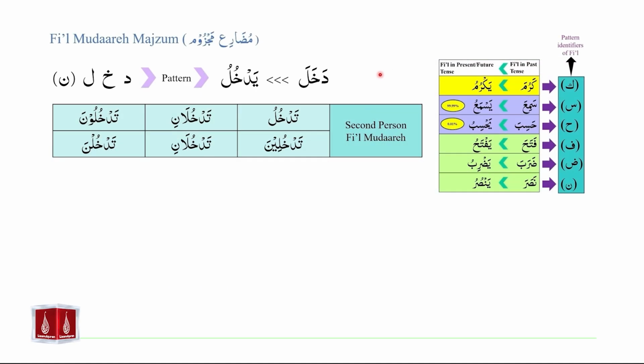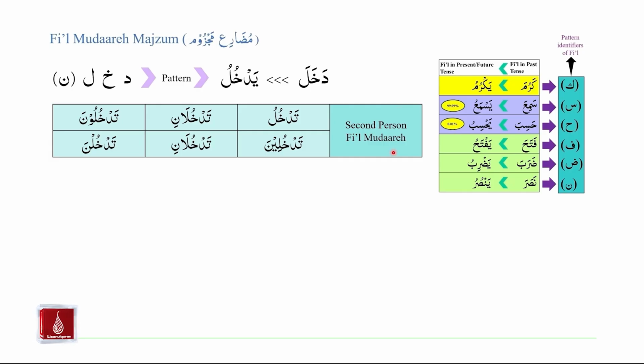Let us use the example of the following root letters: dal, kha, lam, and the pattern identifier is noon, and using nasara, yansuru, we get the result dakhala, yadkhulu. Dakhala is fi'il mazi, which can be translated as he entered, and yadkhulu is the corresponding fi'il mudari marfu. So in the study of fi'il of Amr or fi'il Amr, we are focusing on second person fi'il mudari.